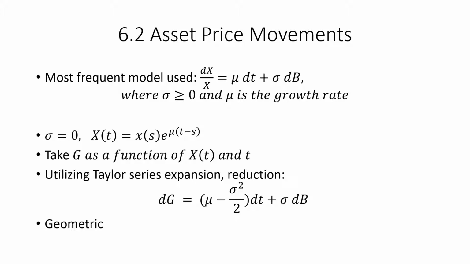This time it's just a function of mu, or the growth rate, minus the variance squared over 2. So when we look further into this, we see that it is Brownian motion, but because it's incorporating these movements and a return, we can call this geometric Brownian motion, otherwise known as asset price movements.